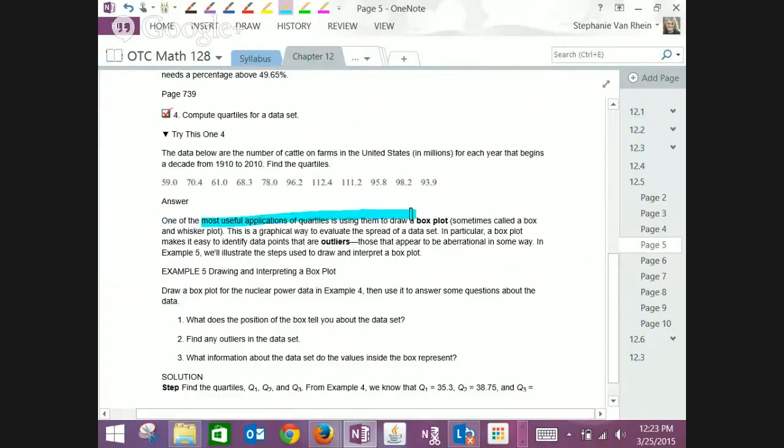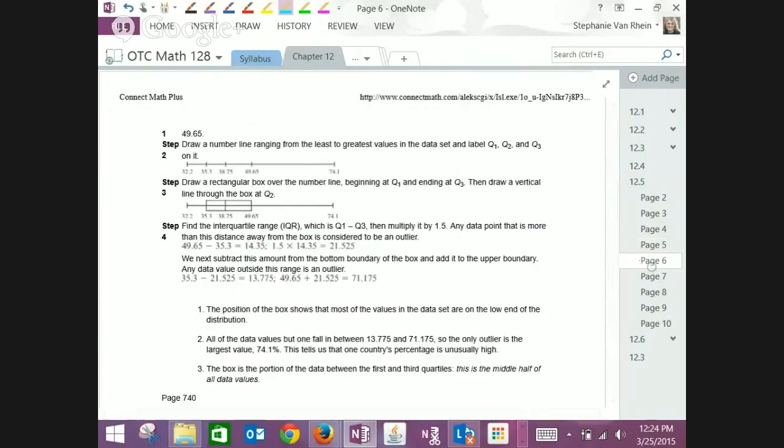So yeah, the useful application is the box plot, and it's a way to easily identify data points that are outliers. The process of drawing a box plot is labeling the smallest value and the largest value, and then putting Q1, Q2, and Q3 on the number line. Put a box around Q1 and Q3 and a line at Q2. This gives you a way to visualize the data. Like I said, 25% of the data points are here, 25% are here, 25% here, and 25% are out here. So it's a really good way to see outliers.